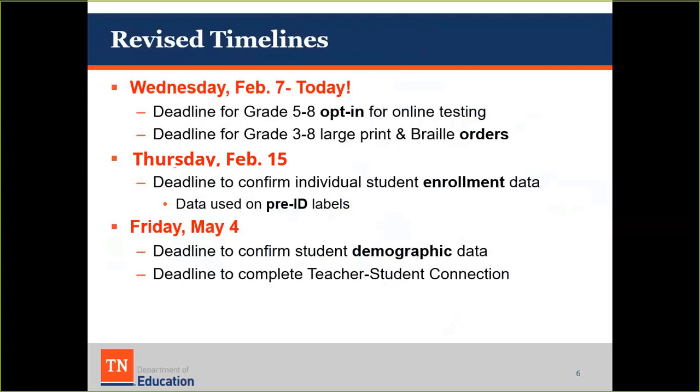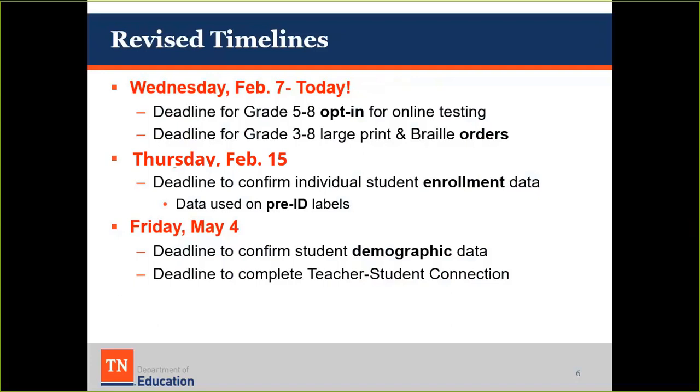Then some revised timelines. Wednesday, February 7th, which is today, is the deadline for grade 5 through 8 opt-in for online testing. It's also the deadline for grades 3 through 8 large print and Braille orders. And as soon as we get off the phone, if you want to jump back in onto Nextera where all of that takes place, under enrollment, you're going to go ahead and mark your online or paper for grades 5 through 8, and it's where you're going to put large print and Braille orders for grades 3 through 8.